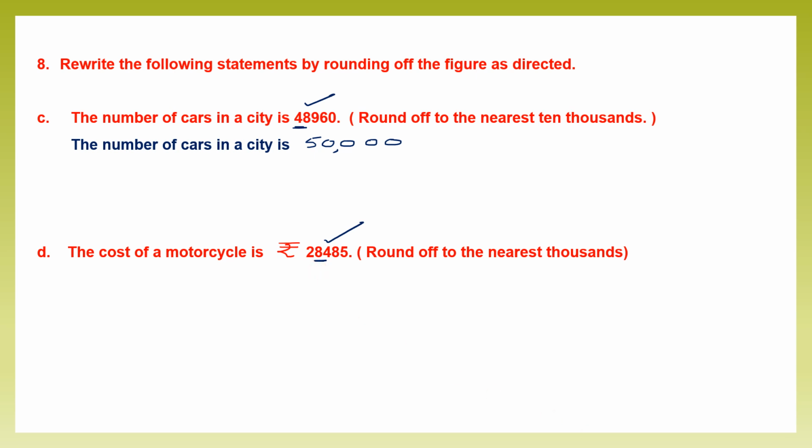So let's write down our answer. The cost of a motorcycle is rupees. 2 will remain as it is. 8 will remain as it is. The other 3 digits become 3 zeros. So now the cost of a motorcycle is 28,000 rupees, roughly, when we round it off to the nearest thousands.